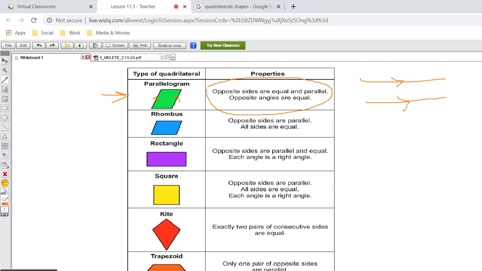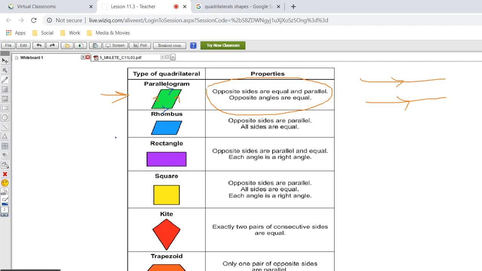Okay, yes, Yamin, two pairs, each pair parallel to each other. So we have here parallelogram, each two opposite sides are parallel, and parallel means like the train track, never intersect each other. So we have two opposite sides here parallel, and these two opposite sides are also parallel.